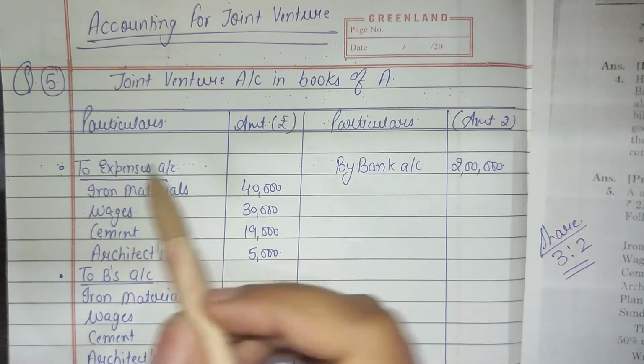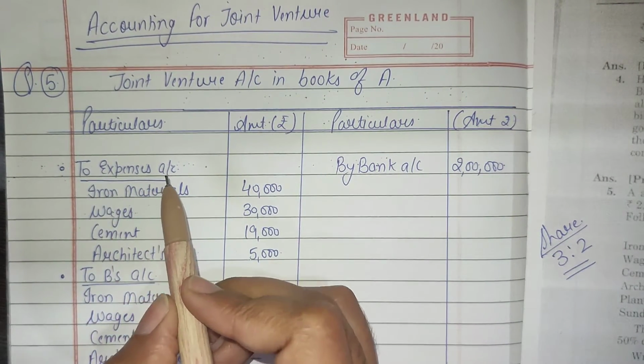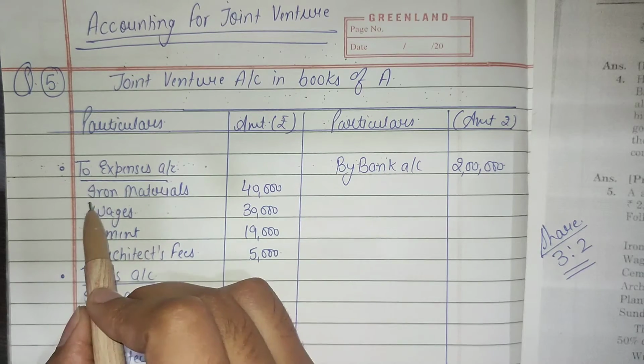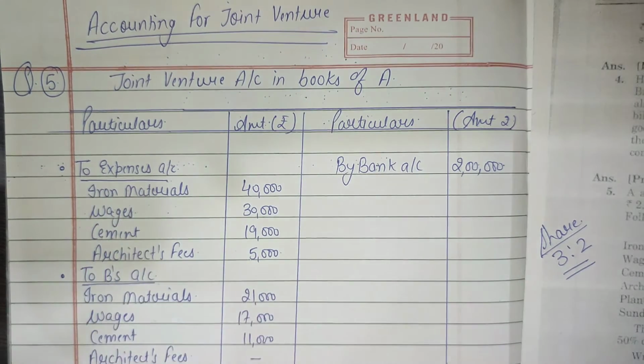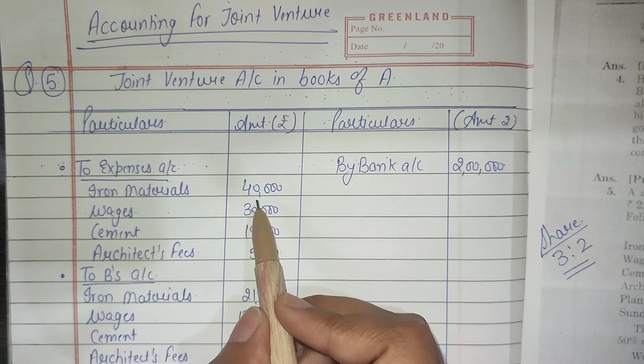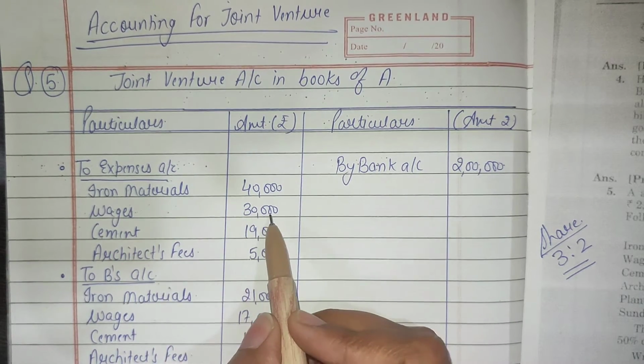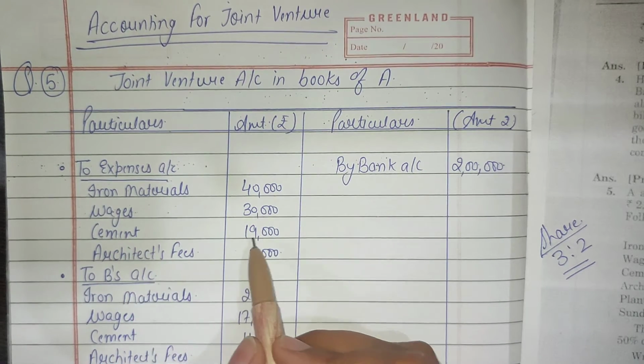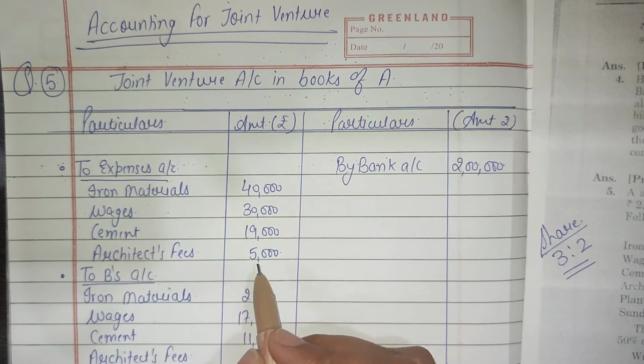So I am not mentioning the name of A, I am giving the name of the expenses itself. That is iron materials of 40,000 rupees, wages 30,000 rupees, cement 19,000, architect's fees 5,000.